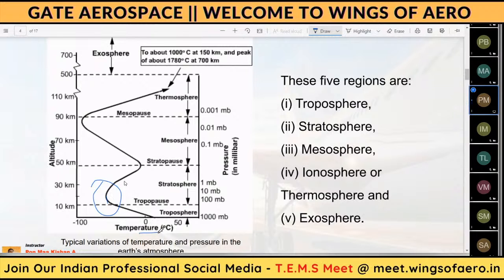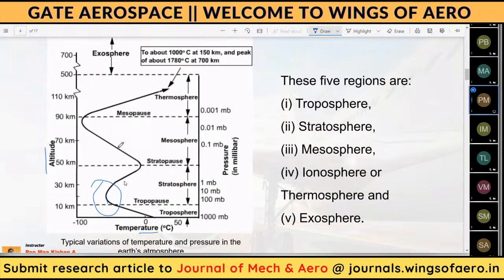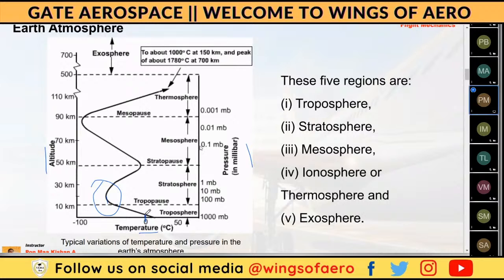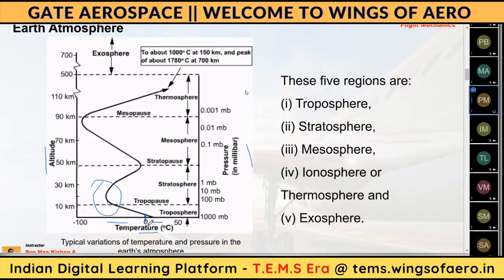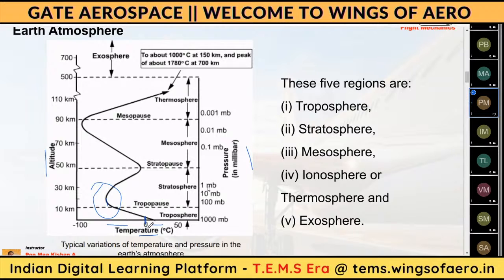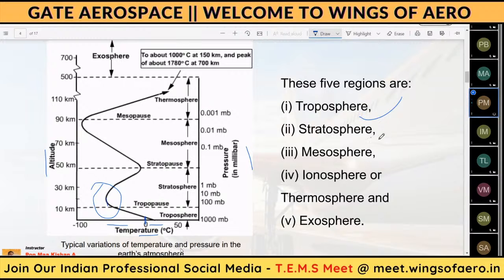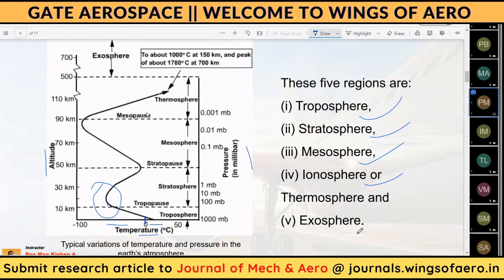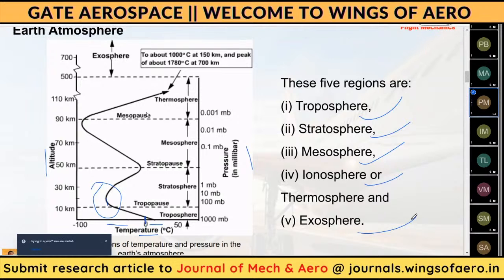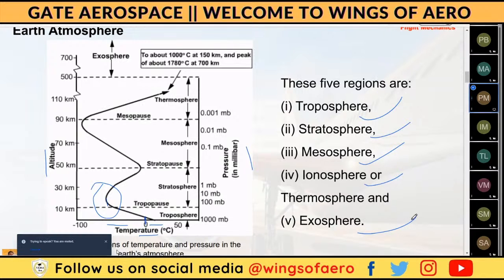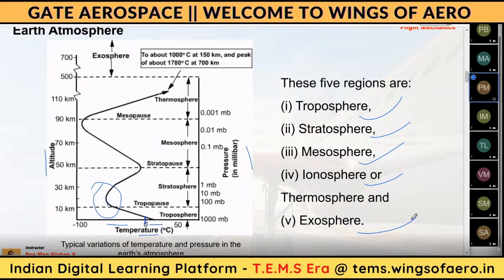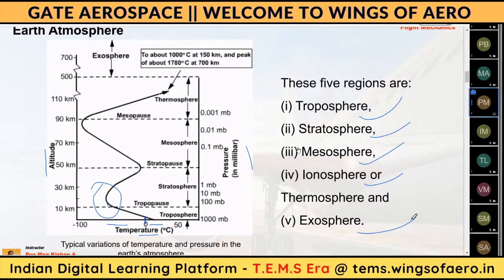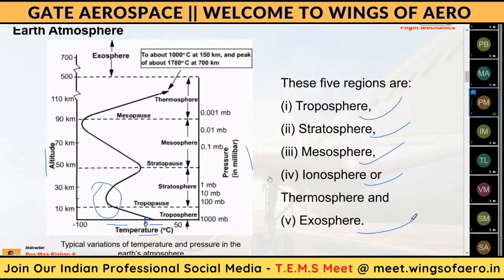The temperature is given on the x-axis, altitude on the y-axis, as well as the pressure on the other side of the y-axis. So 0 is here, with the positive side and negative. We have studied this in our schooling itself. What are the layers of Earth atmosphere? Troposphere, stratosphere, mesosphere, ionosphere or thermosphere as we can call it, and exosphere. So there are 5 layers of Earth atmosphere, right? Since this is a basic part and an introduction for flight mechanics, I'm just giving the basic scenario of what is happening in each and every layer of Earth atmosphere.